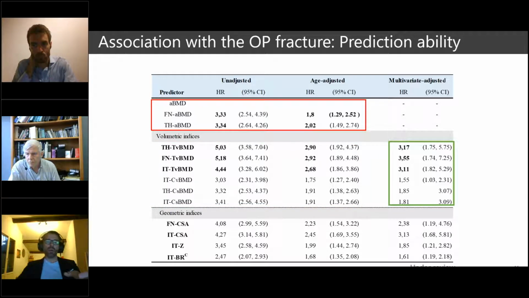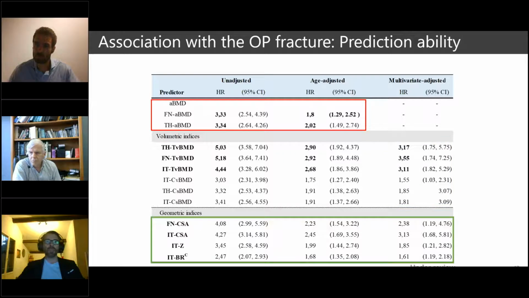We also observed that the significance of these 3D parameters remains even after adjustment for age, BMI, and areal BMD. 3D HSA parameters at the femoral neck and intertrochanteric regions also predict the fracture, even after adjustment for the different parameters, which includes areal BMD.